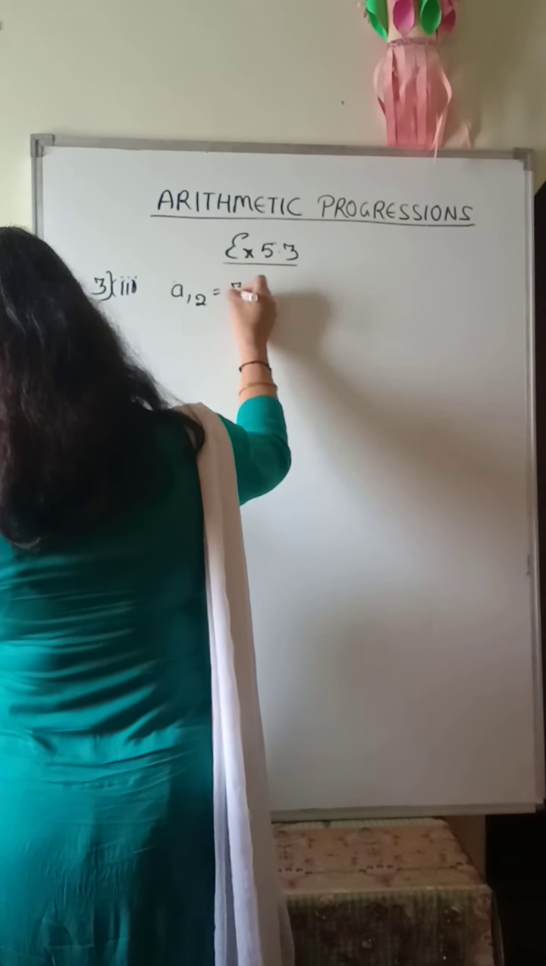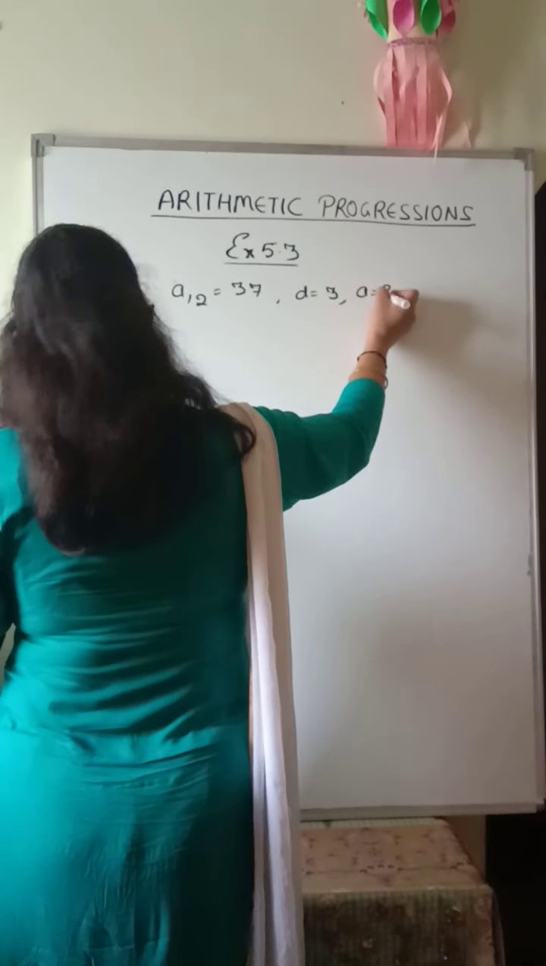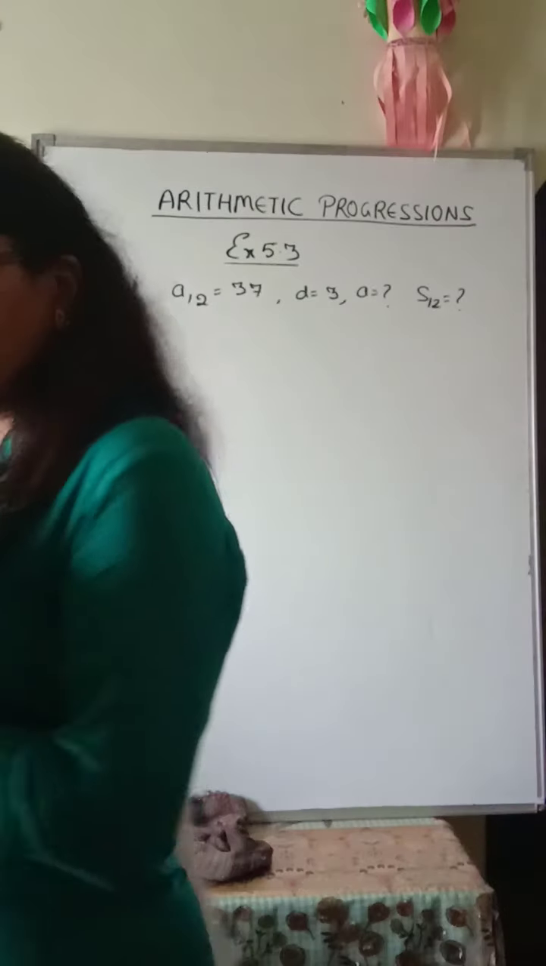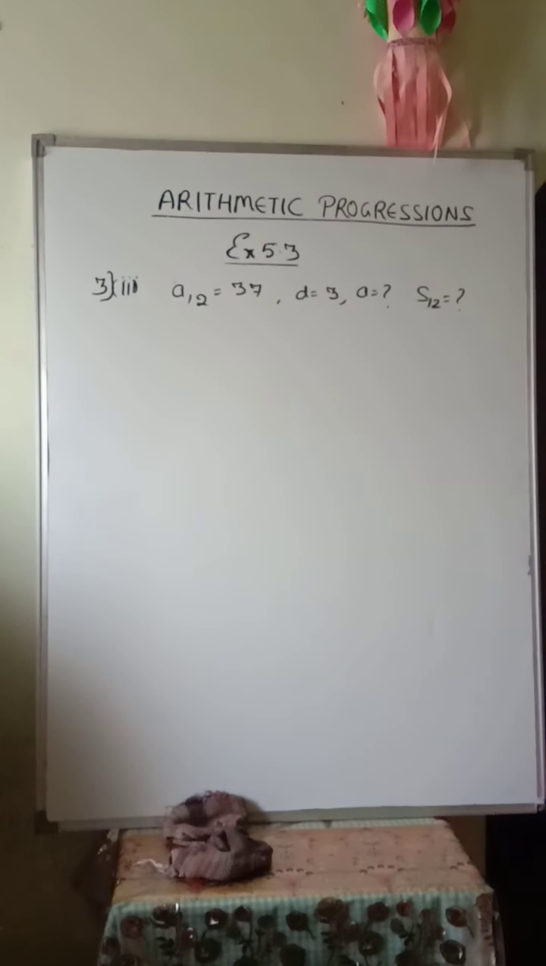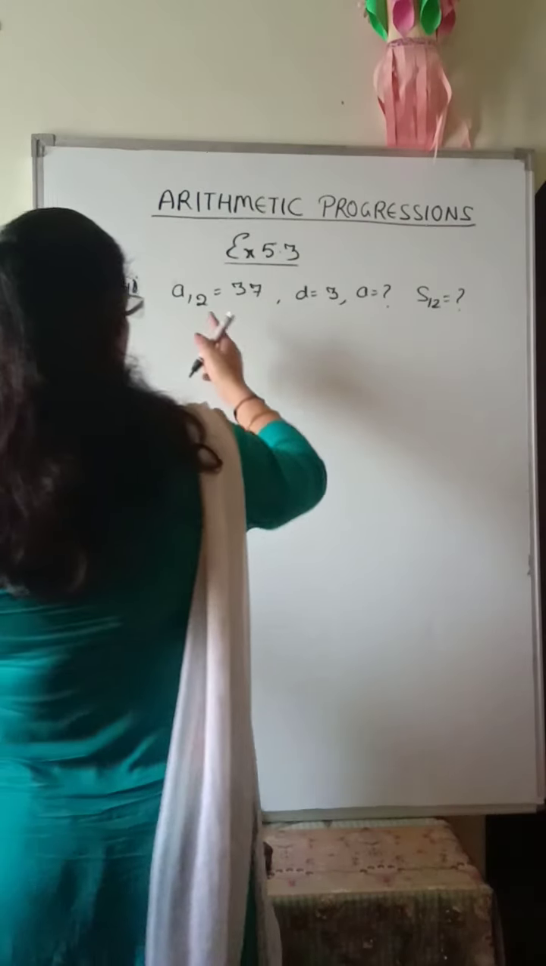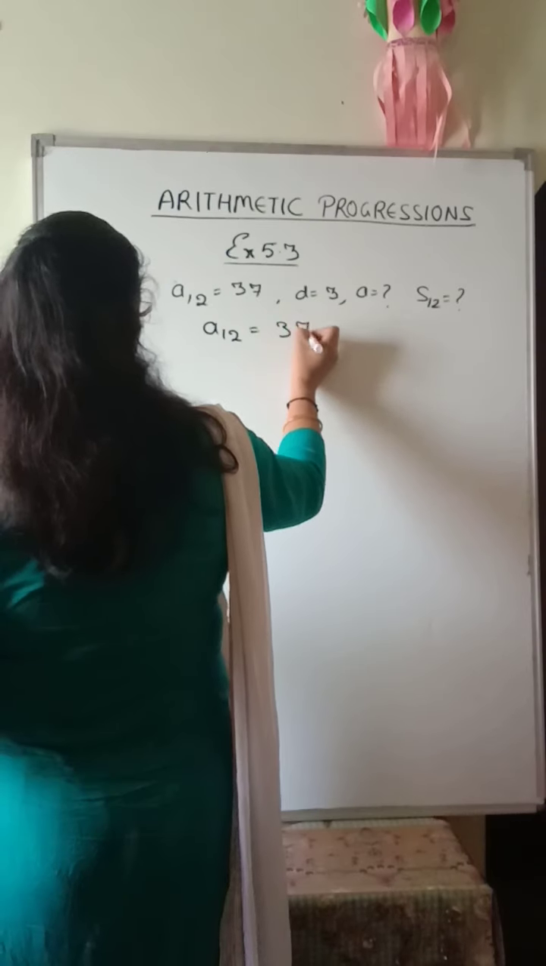A12 equals 37, D equals 3. You have to find the value of A and the sum of 12 terms. Okay, so now what is the value we will get? What is given to us? A12. So we will start from A12 equals 37.